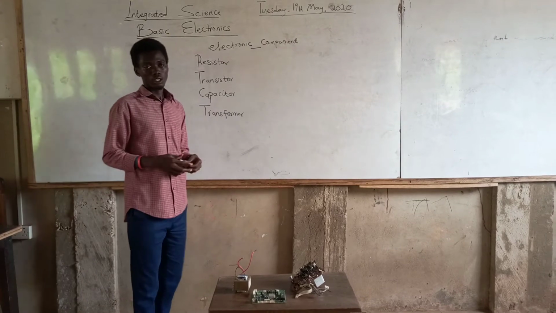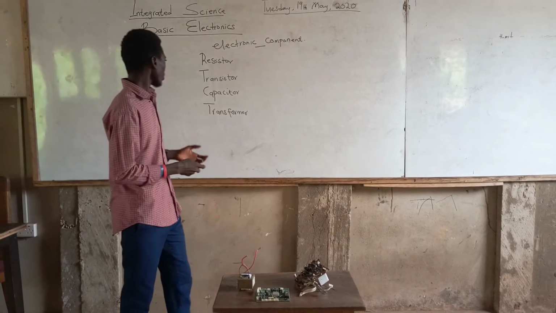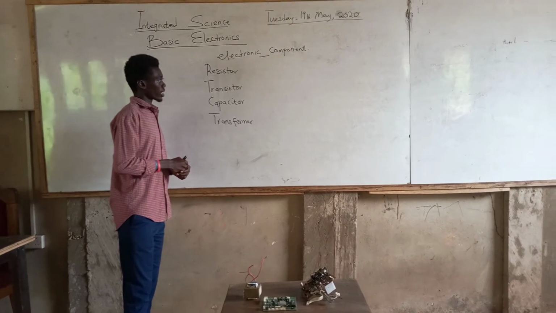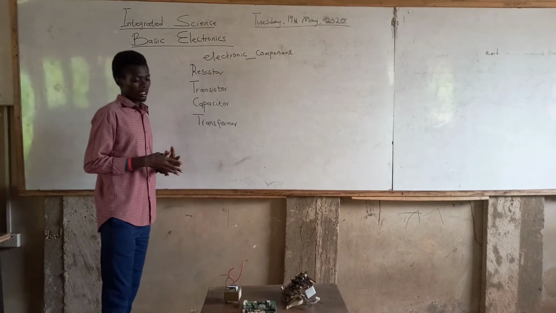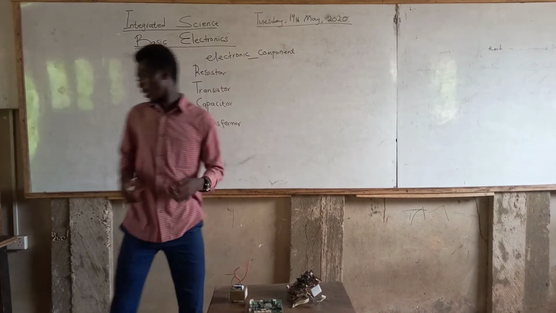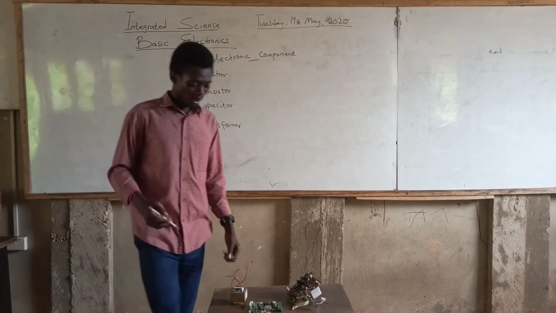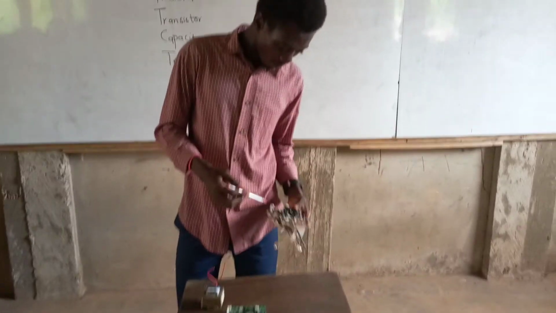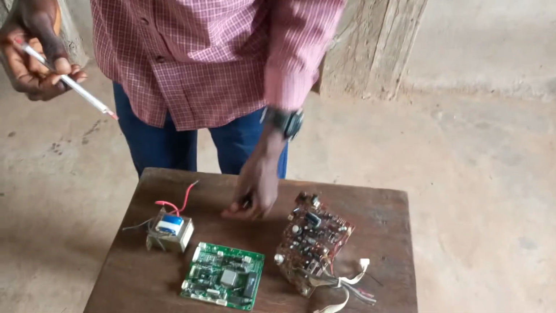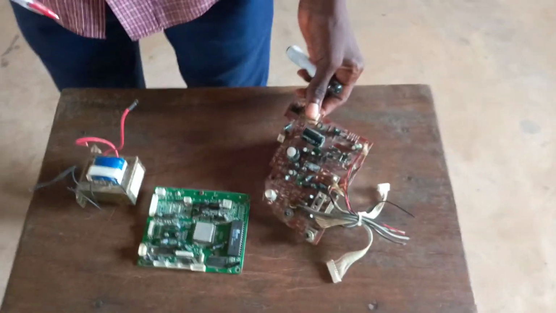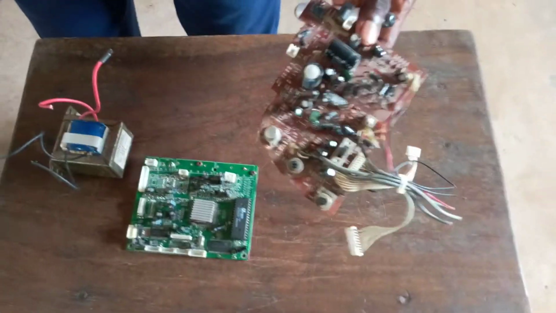Electronic components. Now, let's look at the resistor and also the function of the resistor. We have a motherboard here, which contains some of the electronic components, as I was saying. So let's look at the resistor here.